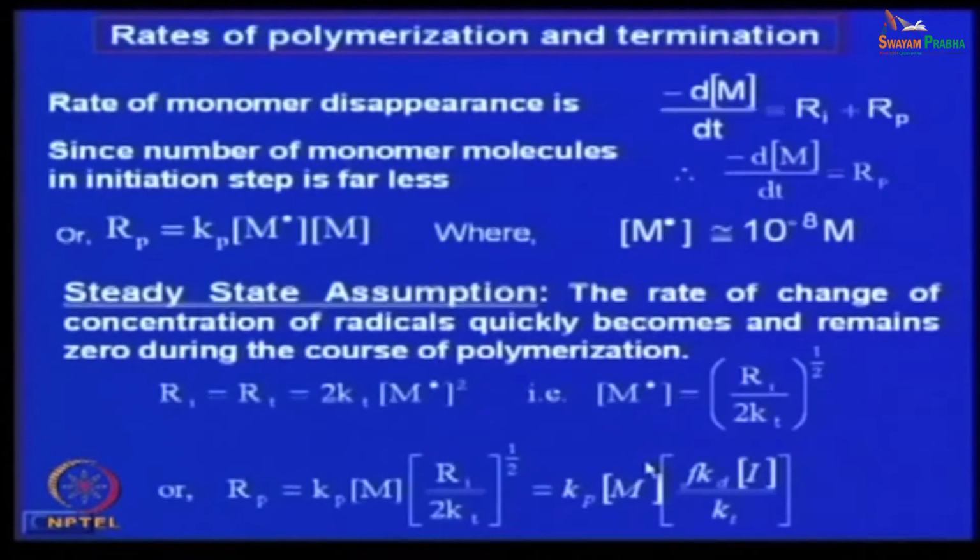So, what will be the rate of polymerization? Now, the rate of polymerization depends on monomer disappearance. The monomer disappearance rate is expressed as minus dM/dt, where M is the concentration term, that is the sum of two rates: rate of initiation of monomers as well as rate of propagation. You have seen the propagation steps.